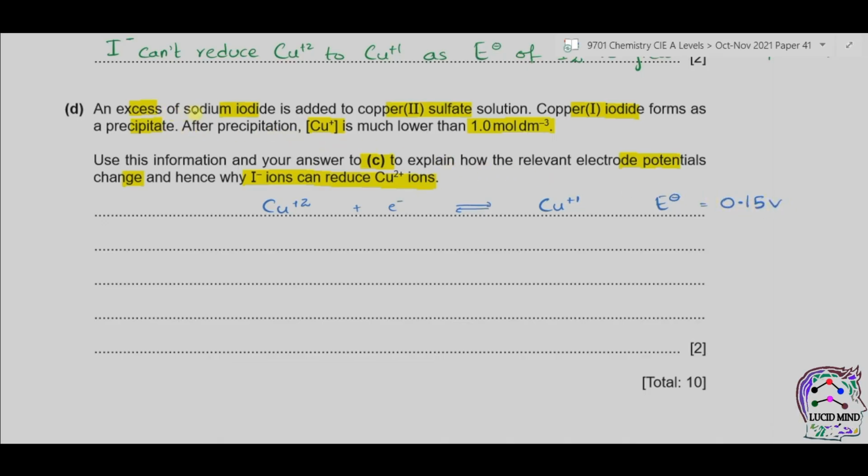Now it says that an excess of sodium iodide is added to copper 2 sulfate. Copper 1 iodide forms as a precipitate. After precipitation, copper plus 1 is much lower than 1 mole per decimeter cube. So actually this is being decreased. If this product is decreased, then this equilibrium will move in the forward direction so as to form more product. So when the equilibrium moves in the forward direction, the electrode potential value will increase.